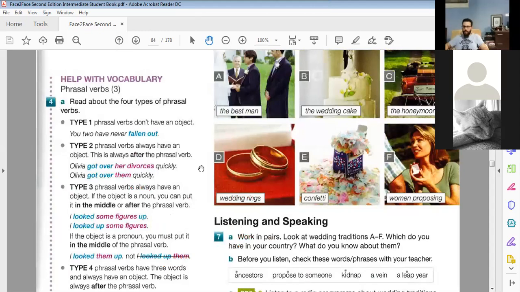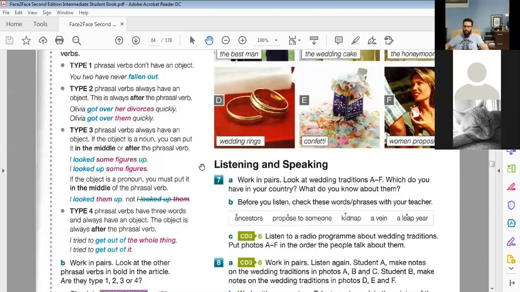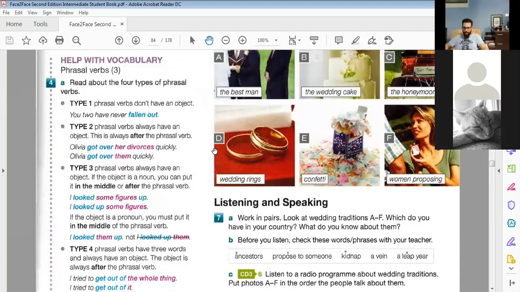All right, so here we have apparently four different types of phrasal verbs. Let's see how they divide or categorize these phrasal verbs.